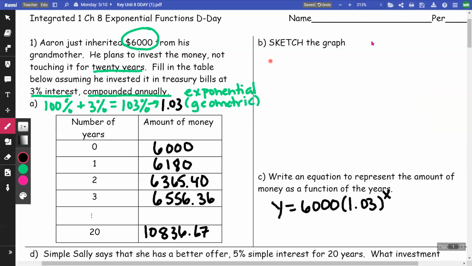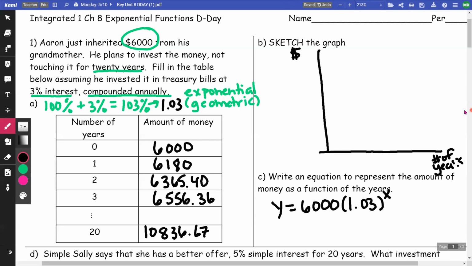So now what we're going to do is make a sketch of this. I'm going to draw my y-axis and my x-axis. My x-axis is going to be number of years, and my y-axis is going to be money.